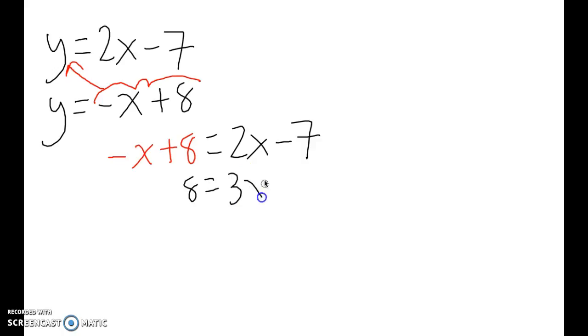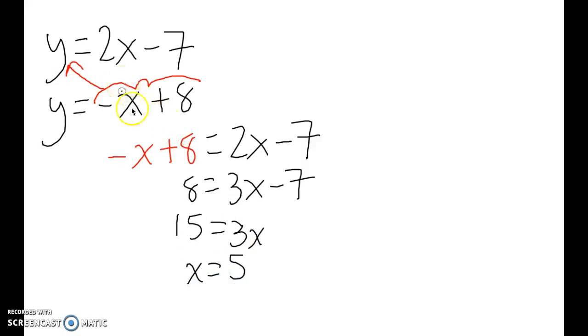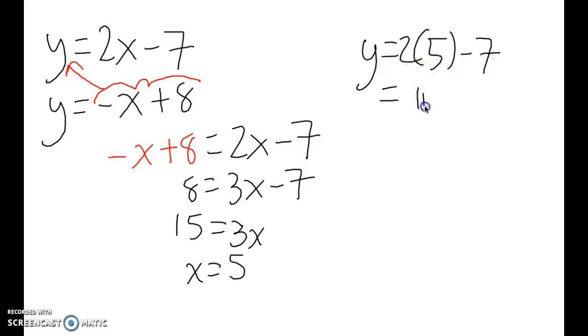8 equals 3x minus 7. 15 equals 3x. Therefore, x equals 5. The nice thing about substitution is usually one of your variables is already solved for from the very beginning. So doing my final substitution to solve for y is just as easy as substituting this value in an equation that's already solved. So I'm substituting and simplifying. Get 10 minus 7, or y equals 3. That's a pretty straightforward example.